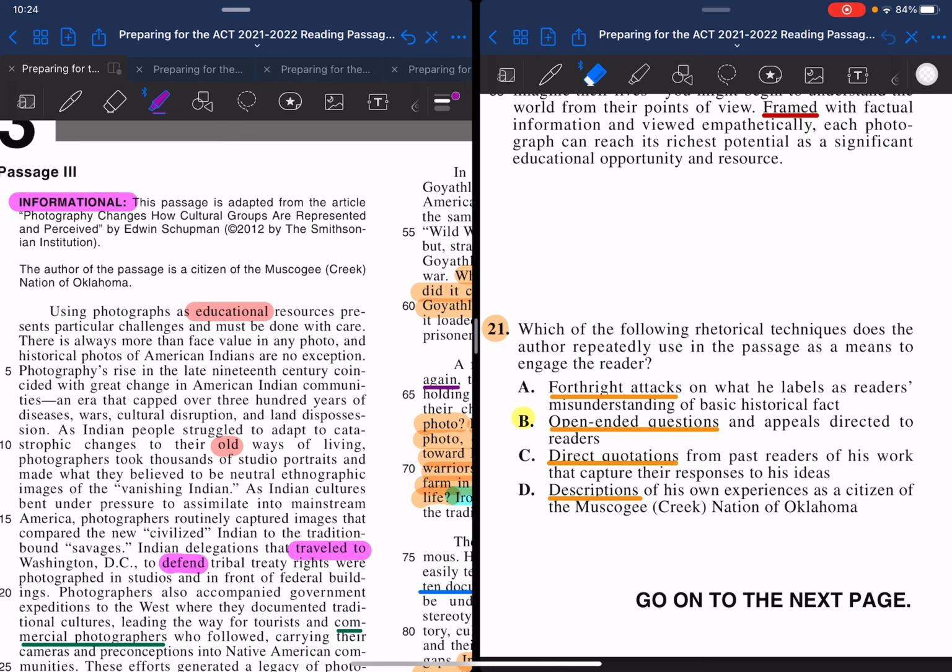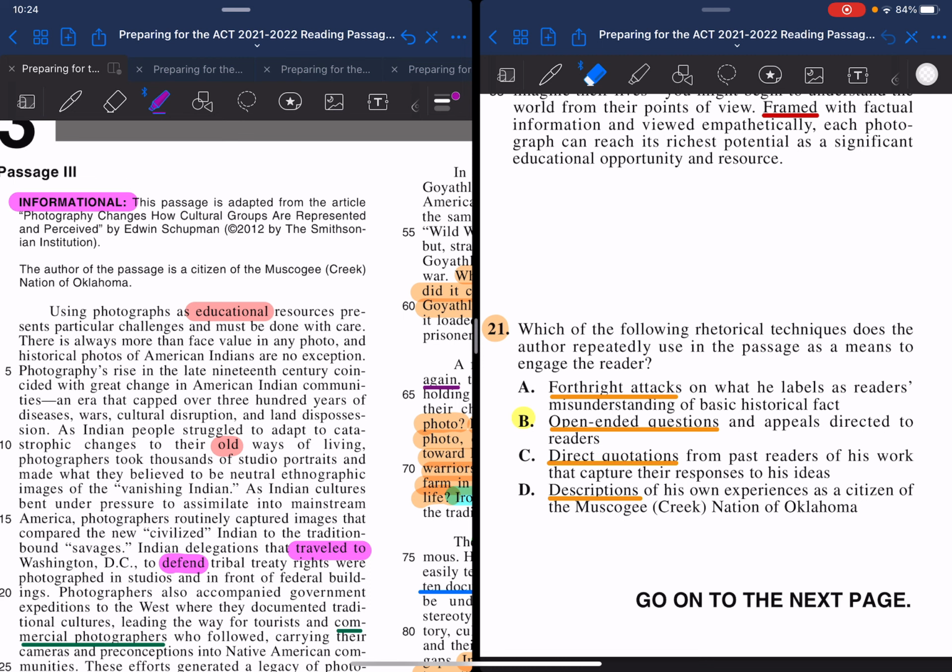So looking over here on the right at question 21, it says, which of the following rhetorical techniques does the author repeatedly use in the passage as a way to engage the reader? Now what I've done is I've underlined the noun in each option, because oftentimes the noun is one way to help narrow down your options. So letter A is a forthright attack, letter B is an open-ended question, letter C is a direct quotation, and letter D is a description.